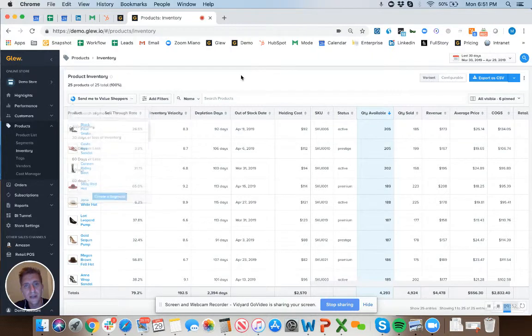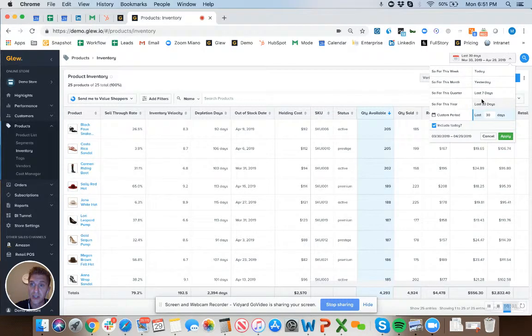Now, the key to understanding this is to look at my sell-through rate, inventory velocity, depletion days, out-of-stock date, and holding costs. These will fluctuate based on my date picker, what date range I'm physically looking at, what season of the year it is if you're seasonal, and also my lead time.